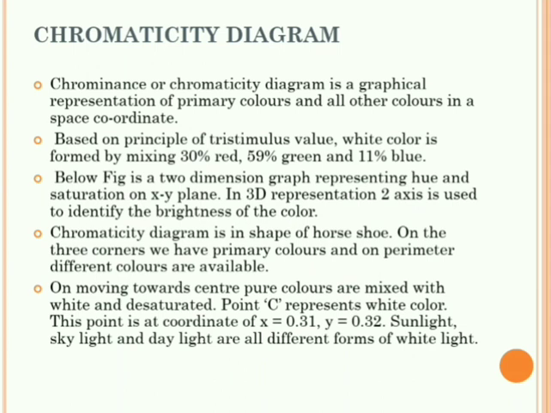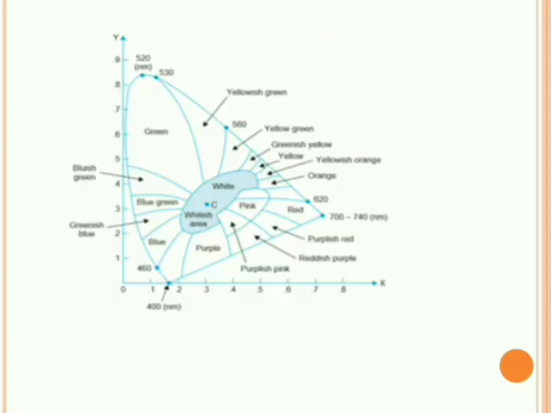On moving towards the center, pure colors are mixed with white and desaturated. Point C represents white color. This point has coordinates x equal to 0.31, y equal to 0.32. Sunlight, skylight and daylight are all different forms of white light. You can see that in this diagram.